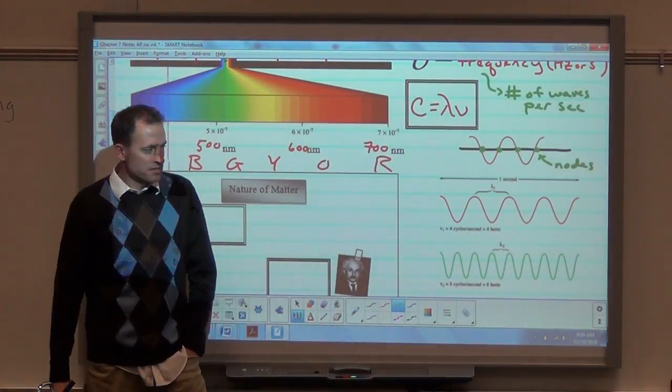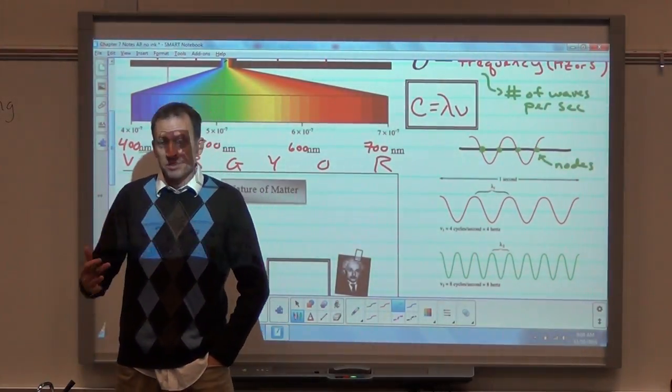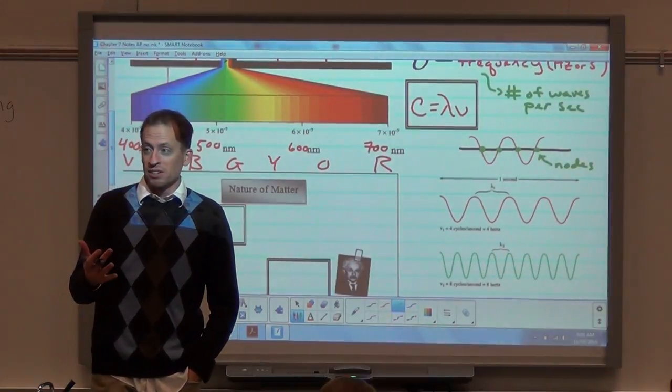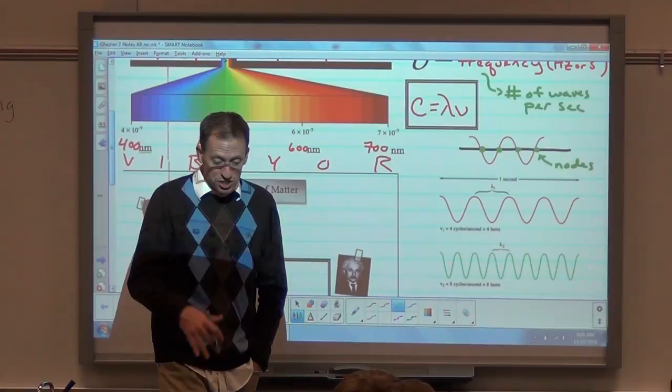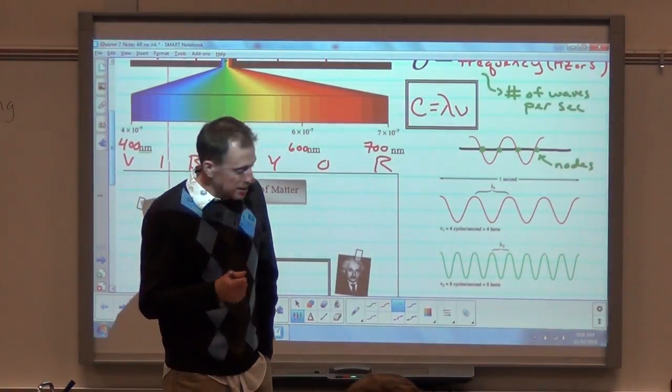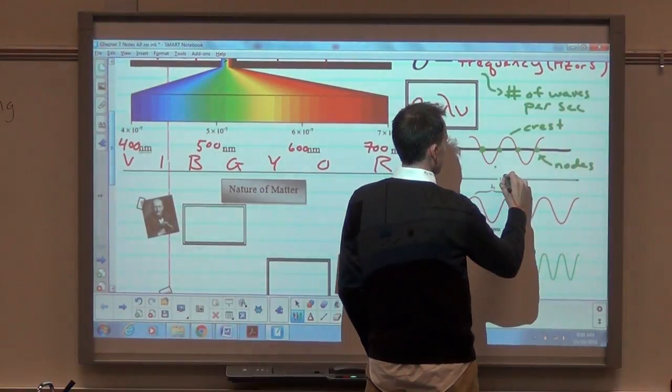So these are nodes. Nodes are kind of like the absence of movement. Nodes tell us a lot about electrons, because electrons are moving in waves, so where the nodes are is where the absence of electrons are going to be, which is kind of a huge deal for us. Gosh, there's a lot that we can label here. This is the crest. This is the trough.